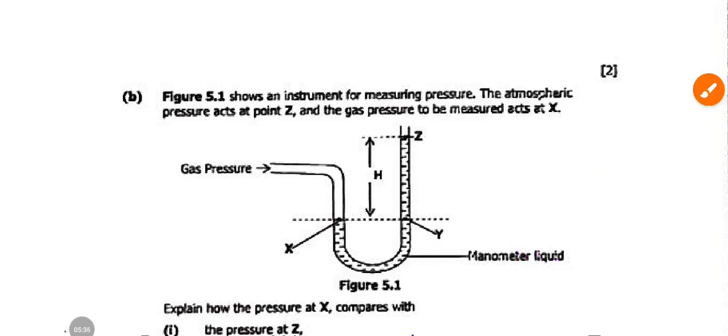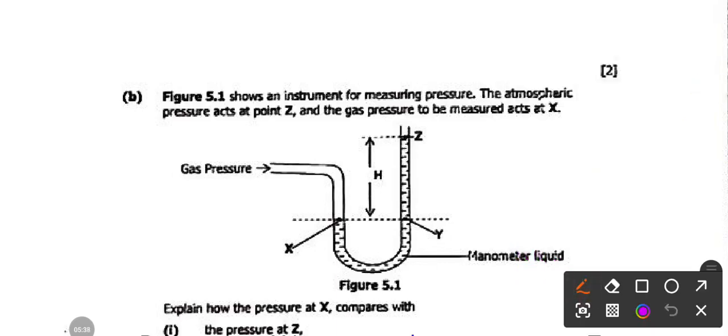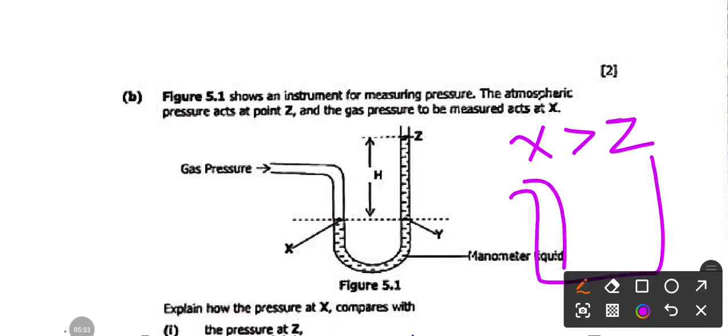Okay, then suppose that the pressure at X is greater than the pressure at Z. How would the diagram look? Okay, so we have our diagram like this. We have established a fact that the side where the pressure is greatest will have less of the manometric liquid.